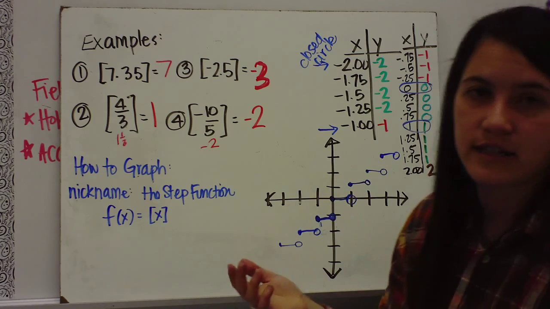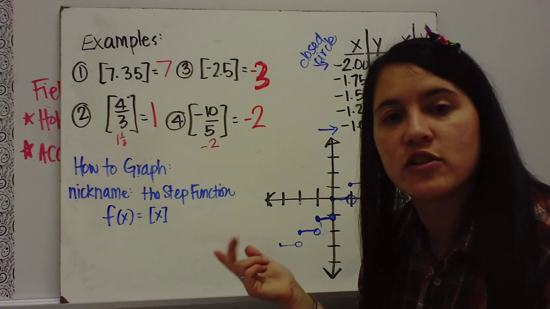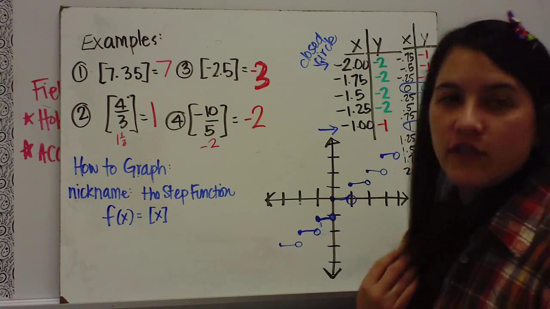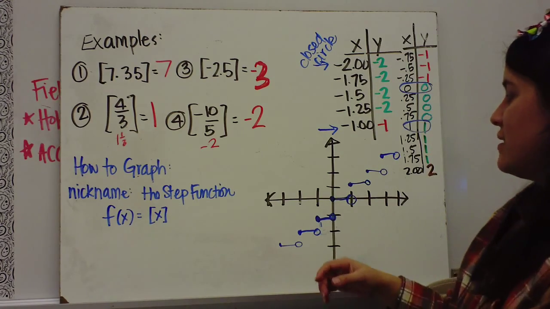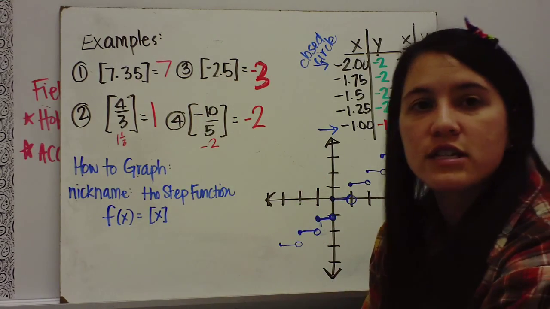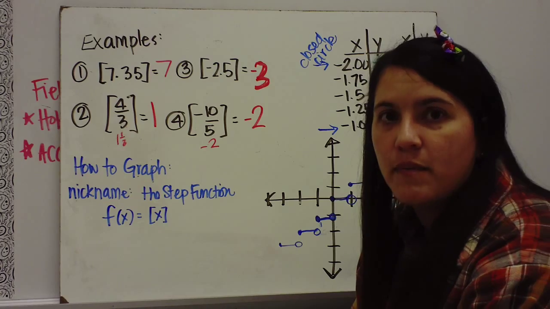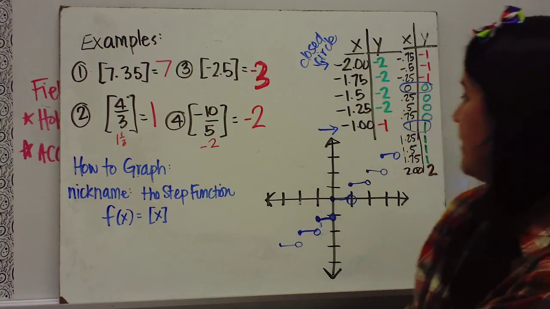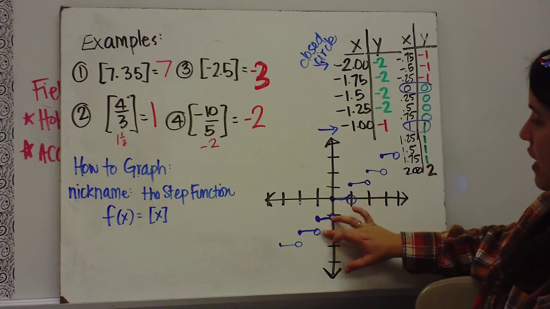And this is why it's called a step function. This is a step function, the greatest integer function, and the floor function. Because whatever is in this bracket, you're going to go to the closest integer, but that integer can't be over that amount. And then here's what the graph looks like.